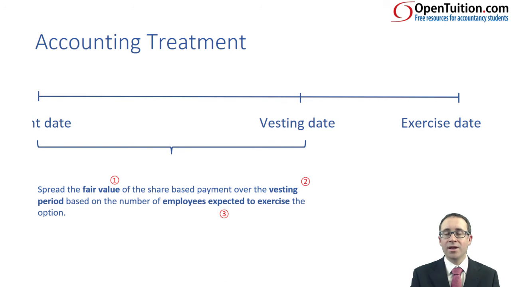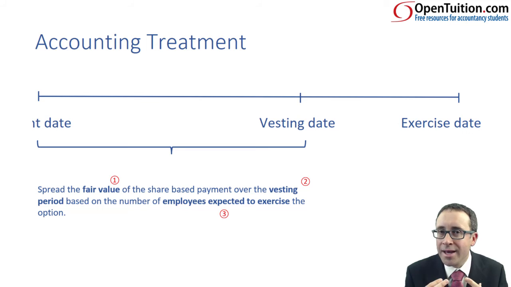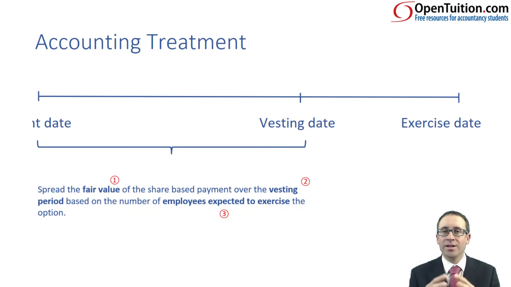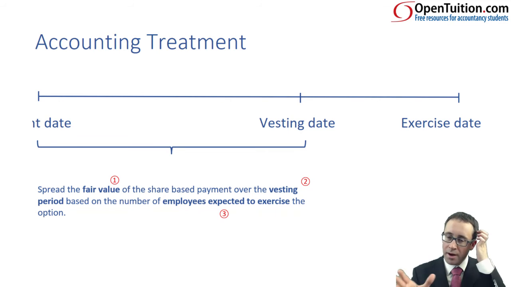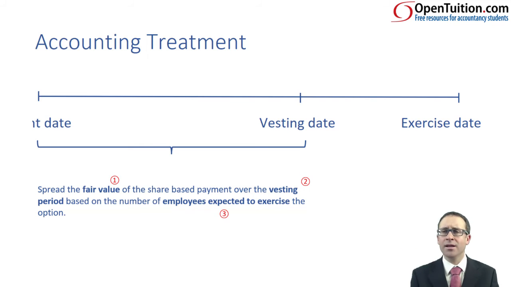And then we need to make some guesses. We don't need to make a guess. The question has the guess in. We just need to interpret the guess to be able to work out an answer. So we need to work out the expected number of employees who will be there and exercise it on that vesting date. Okay, so how many people do we expect there to be on that vesting date? We make a simple assumption that if they're there at the vesting date, then they are going to exercise it.